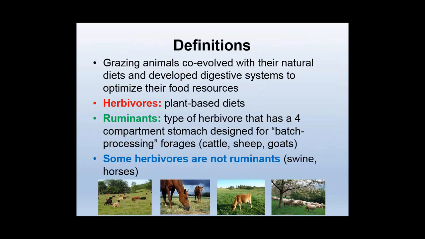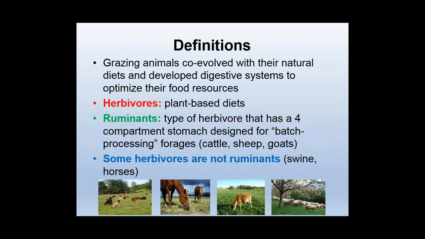So the first point is really to think about the fact that grazing animals did co-evolve with their natural diets, and their digestive systems reflect that. They were developed over time to optimize the food resources that were available to each of the species. So in the broad sense, I'm going to talk about things from the standpoint of information that your clients will understand.